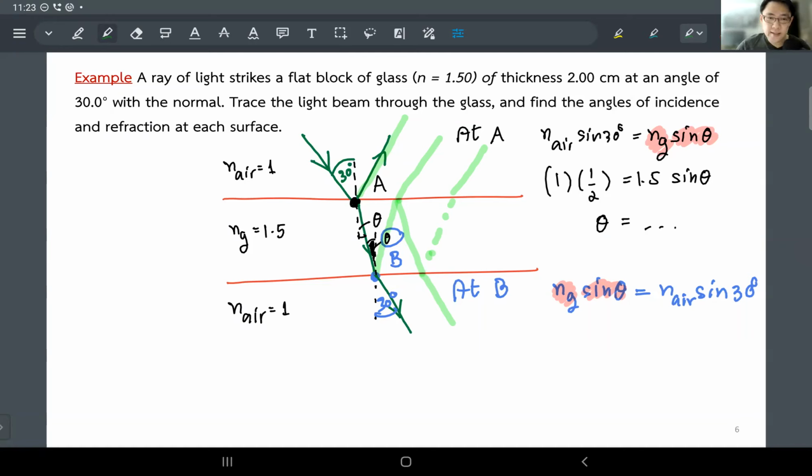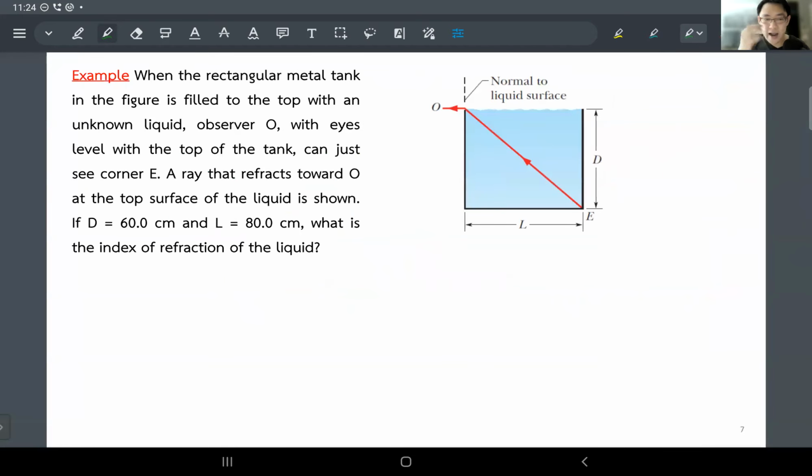Okay, cool, guys. This is what's happening with Snell's law. All right, now try again, guys. Try this one. When the rectangular metal tank in the figure is filled to the top with unknown liquid, the observer, with eyes level with the top of the tank, can just see the corner.